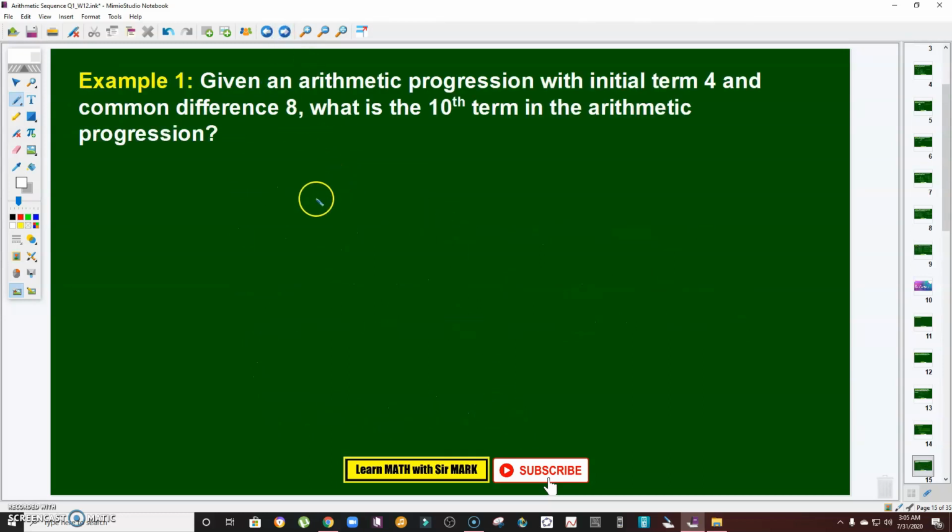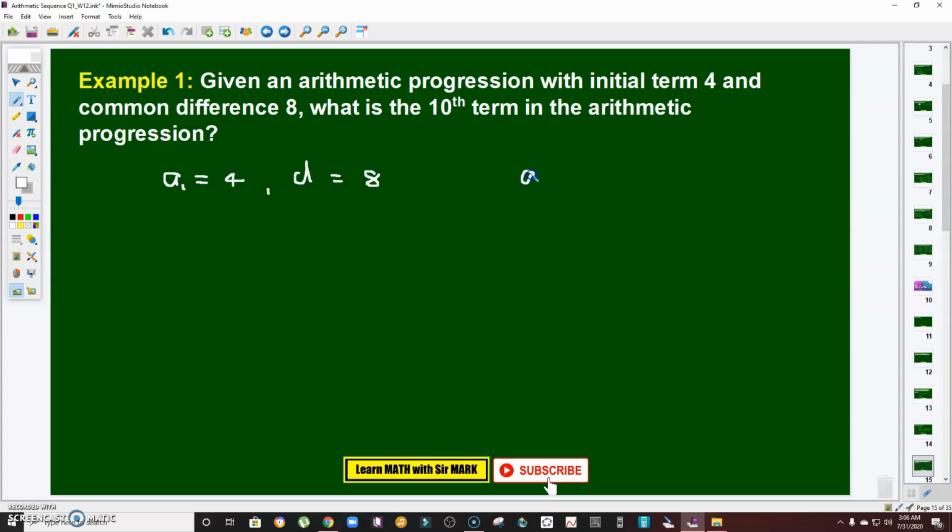Number 1. Given an arithmetic progression or arithmetic sequence with an initial term of 4 and common difference 8, what is the 10th term of the arithmetic progression? Again, the initial term is 4. Meaning to say, a sub 1 is 4, with a common difference of 8.